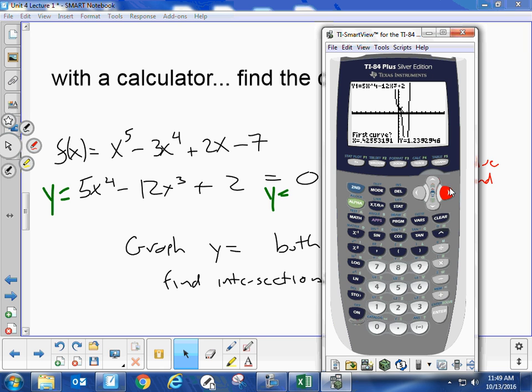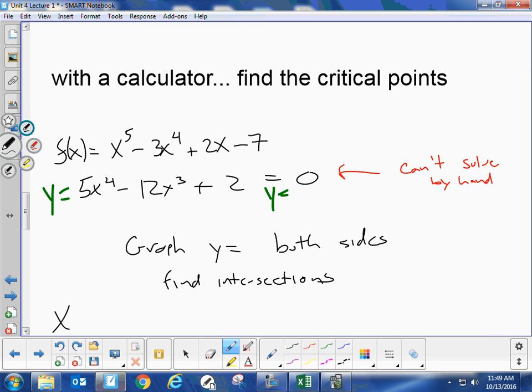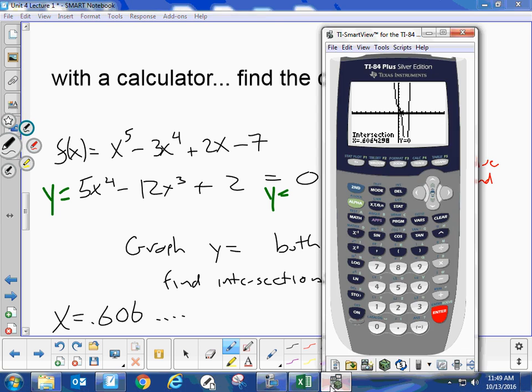Now, it's important to understand we have two solutions, so we need to scroll our cursor over to one of them to find my first solution, 6.606, and then dot, dot, dot for more decimals. And then my second solution, second calc, intersect up to the right over here. And my second one's 2.369, dot, dot, dot.